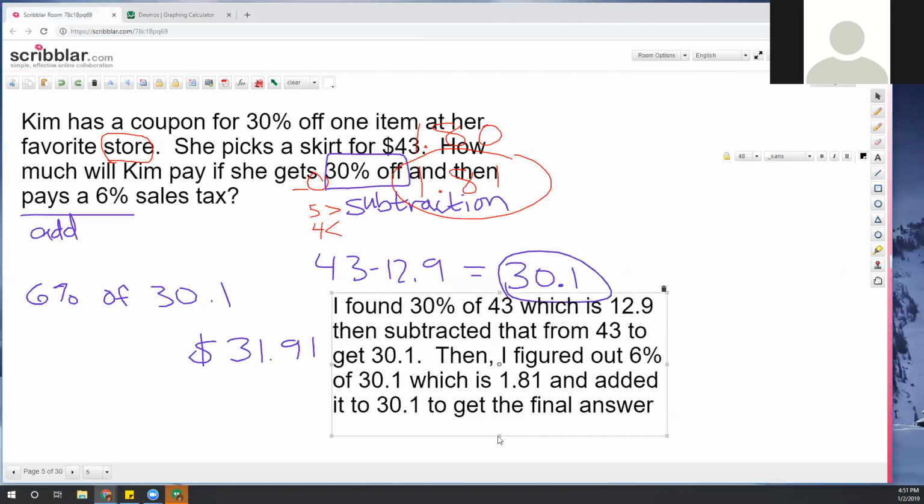You might not need a full explanation. Look for how it states it in the question. Maybe you just need to say, Kim pays $31.91. That might be enough, depending on how they state it. Some questions say, explain all your steps. This would be an explain all your steps answer. If this one just asks you what the answer is, you could just need to say, Kim pays this much.